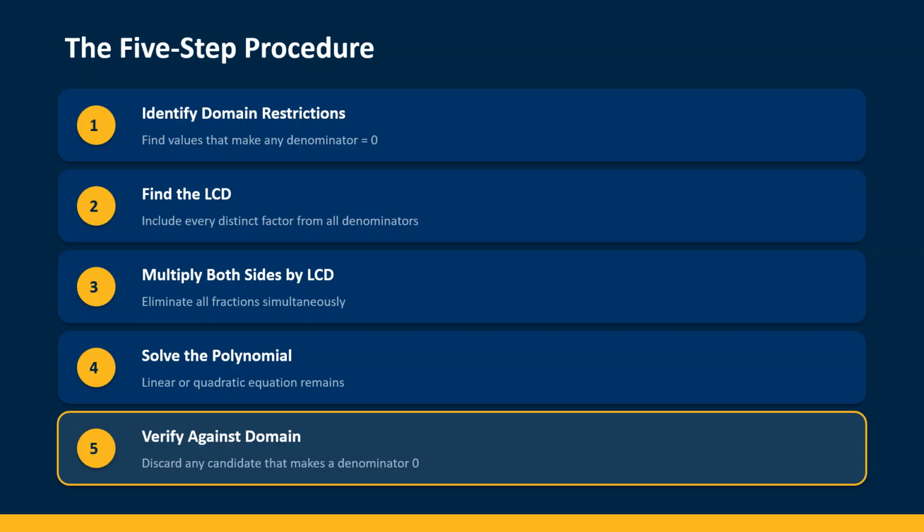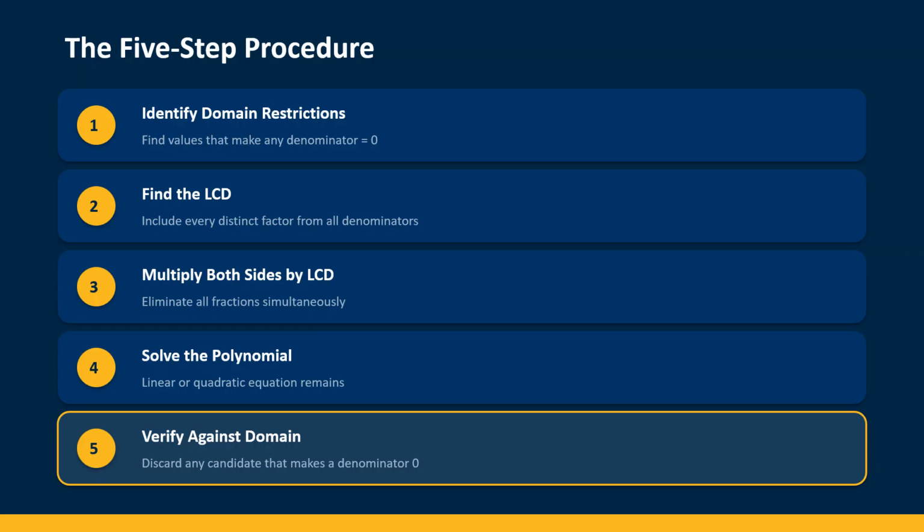This step is mandatory. Multiplying by a variable expression is not a reversible operation when that expression equals 0, and the verification step is where this irreversibility is accounted for. Note the deliberate emphasis on the boundary between steps 4 and 5. Arriving at a correct algebraic solution to the cleared equation does not guarantee a valid solution to the original equation.